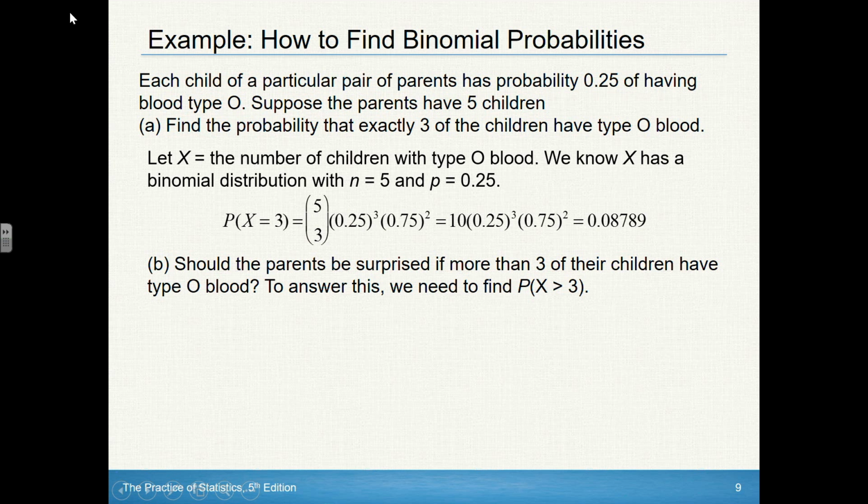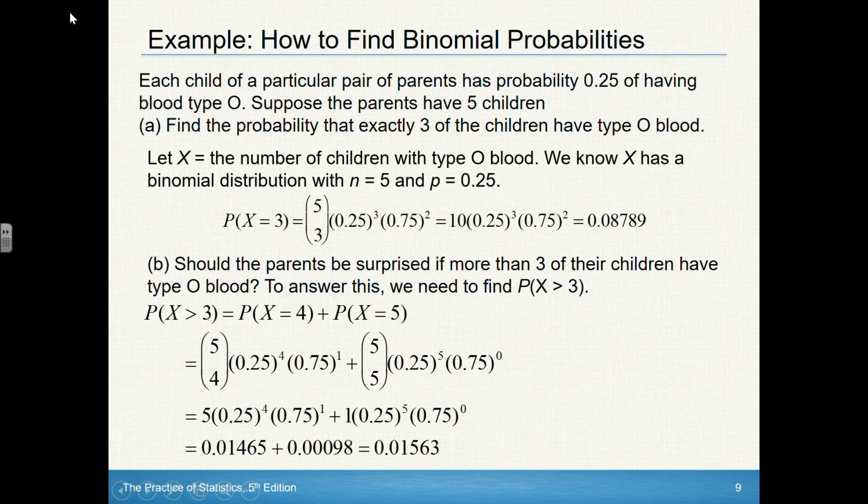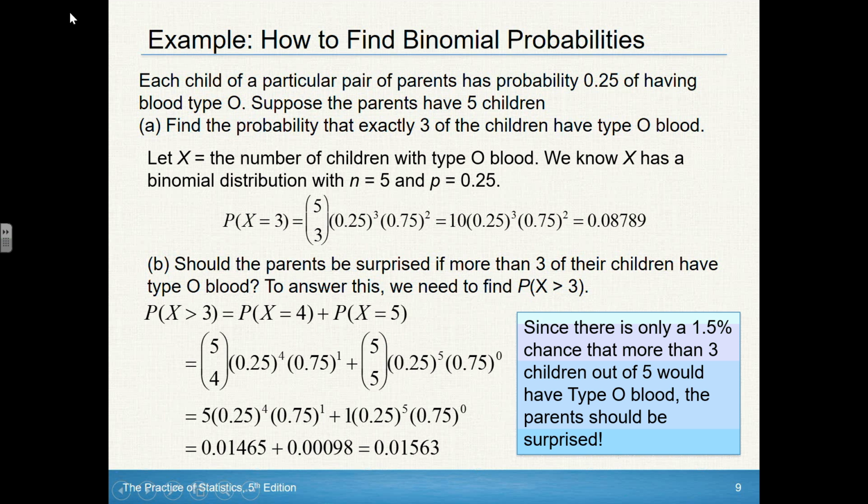Let's look at question B. It says, should the parents be surprised if more than 3 of their children have blood type O? To answer this, we need to find the probability that x is greater than 3. Well, if x is greater than 3, it could be 4 or it could be 5. So we're going to use this same formula to find the probability that x equals 4 and x equals 5, and add those probabilities because they are disjoint. When we do so, we see that those probabilities are very small. Even when you add them, they're less than 2%. So should you be surprised? Yeah, you should be surprised because it's going to happen less than 2% of the time.